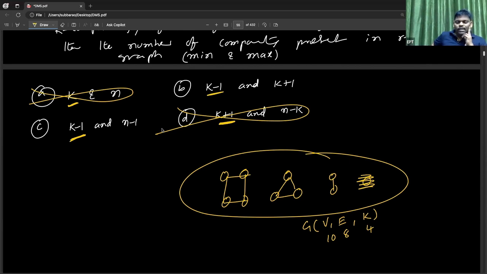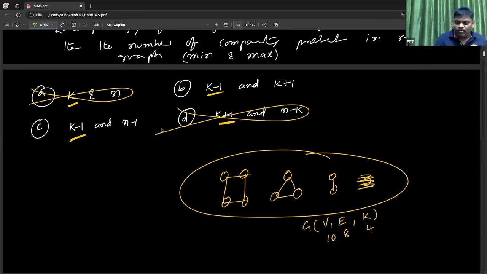A graph which contains k components, if I delete one vertex, right? Previously k components, now also it can be k or sometimes one less. Sometimes one less. Minimum, got the clarity.